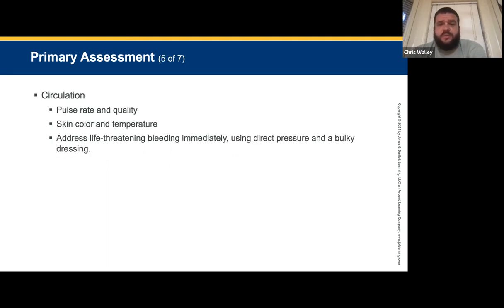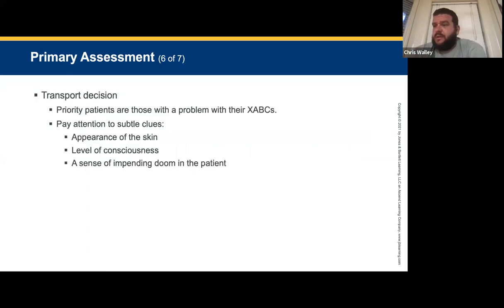So here, what I want to do is the first thing on your screen. I just want to make sure, what is their skin color, temp, and condition? Answer your question, move right on. Transport decision: we stay in place or we go, and that's all I need to know.